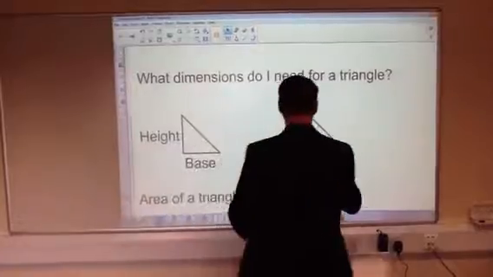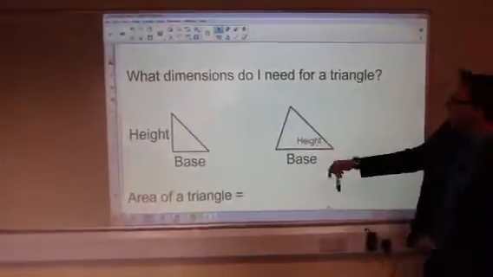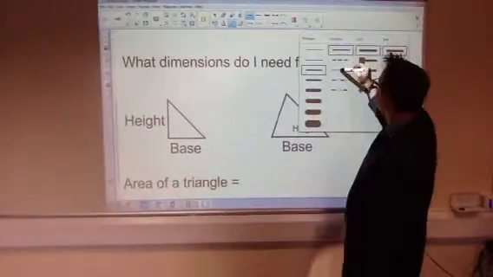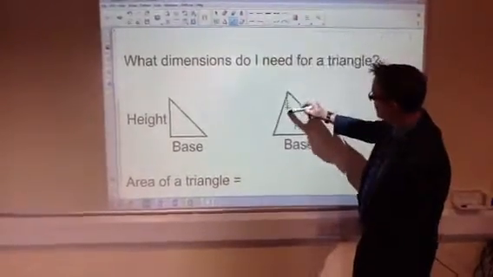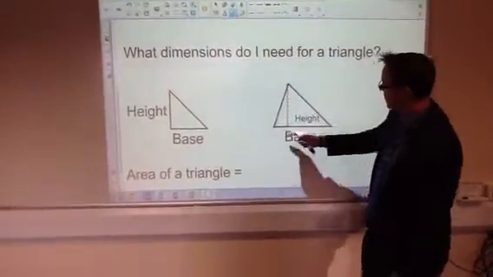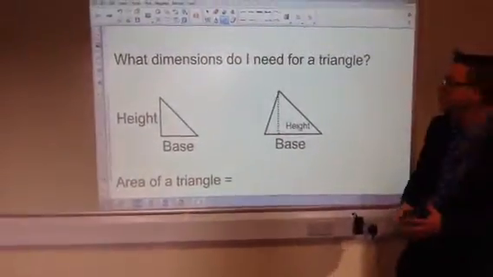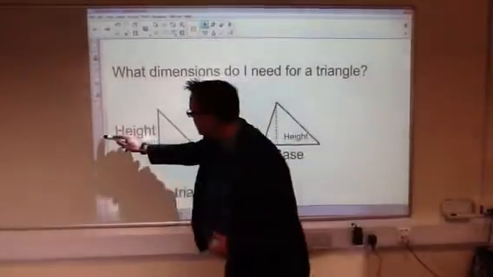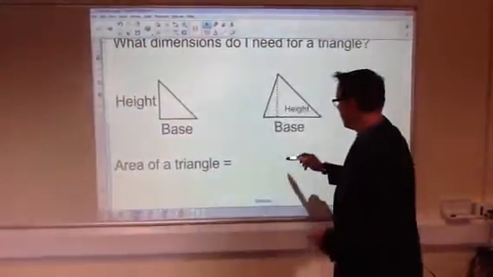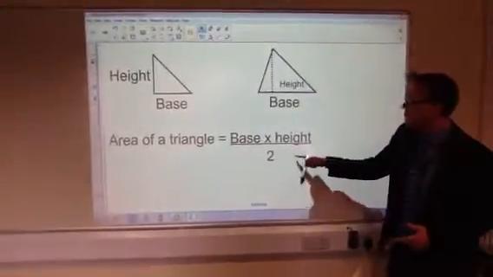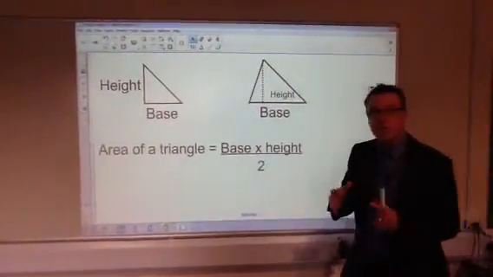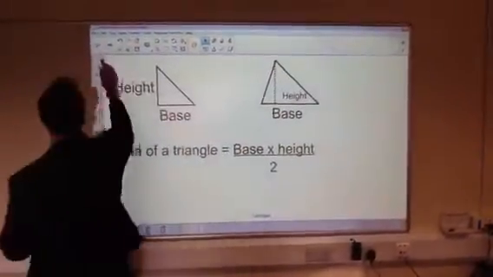And remember, on this type of triangle, when we haven't got the right angle, height and base meet at right angles. Okay, so let's just get a right angle in there. And we have to sometimes make an imaginary side to go down to meet that base at a right angle. So height and base always meet at right angles. And the formula for an area of triangle is base times height divided by 2. So that base times that height divided by 2. Remember, base and height meet at right angles.